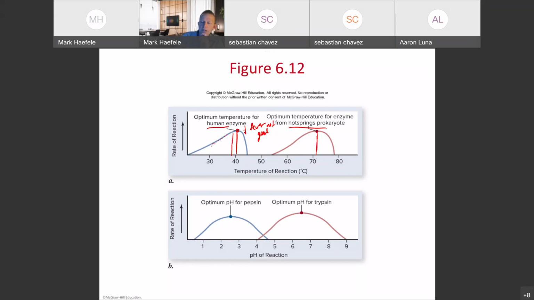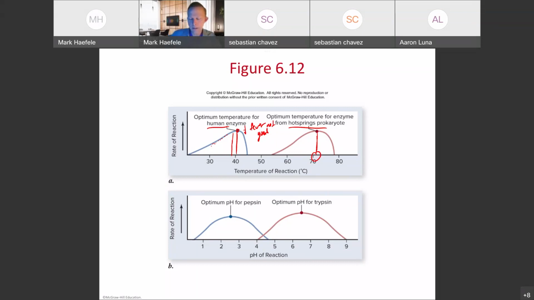For the hot springs prokaryote, notice their optimum is much hotter, right? So basically, they're coming in around 70 degrees. I mean, we are basically dead by the time 70 degrees comes around. So this is kind of an important idea, right? Basically, this particular protein is only functional in the environment that you were designed to be in. Whether your core body temperature is 37 like ours, that's where your enzymes are going to be optimal, or whether you're designed to be in hot springs, where your enzymes are going to be regulated at a much higher rate.